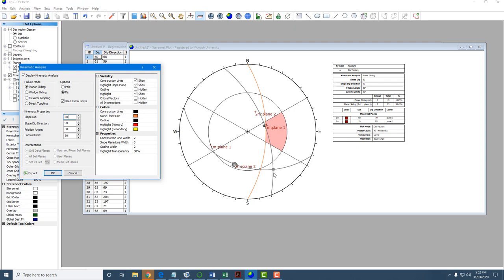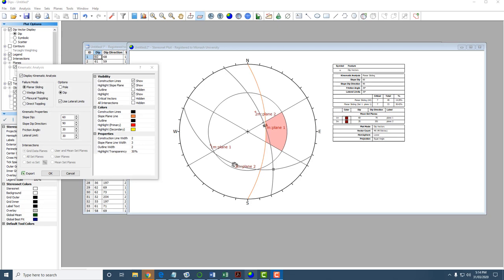Now the dip vector of our main plane does not seem to be in this region, and when we consider all our data points, we see that 30% of our dip vectors fall within this region, so the likelihood of failure is not very high.